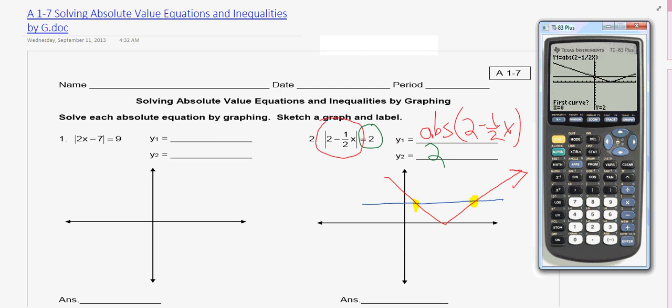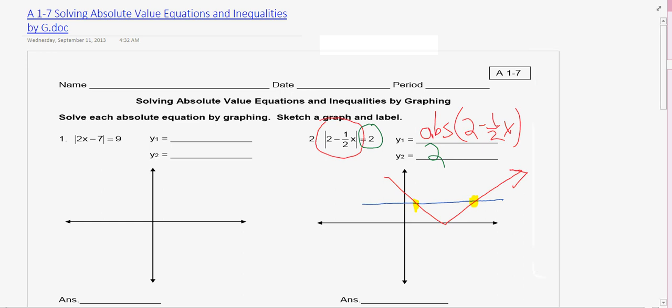So if you recall, the technique for doing that is to hit second, calculate, and we're looking for number 5, the intersection point, and they're asking you to identify the first curve. Well, I'm just going to move over here and make sure that I'm to the left of my first answer, and it looks like it happens at 0, 2. At 0, 2, you can see right here that x equals 0 and y equals 2. So let's jot down that first solution so we don't forget it. 0, 2.